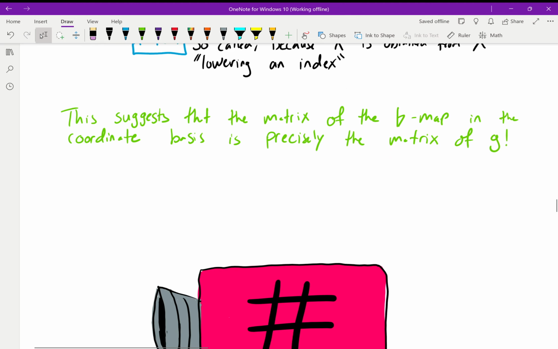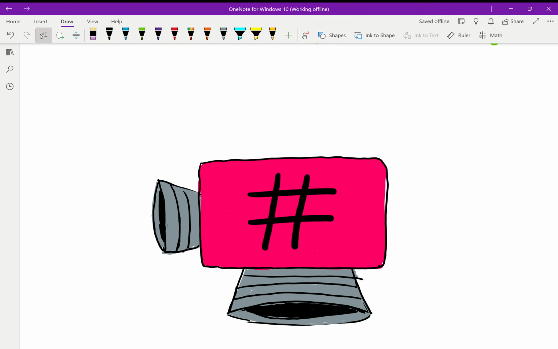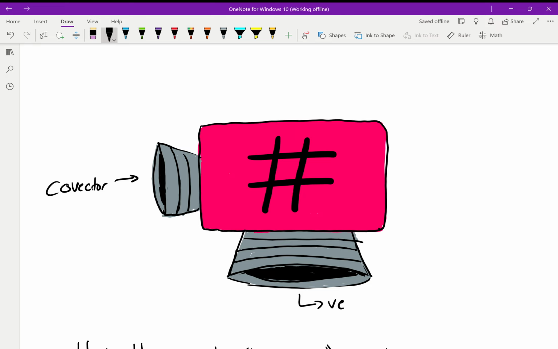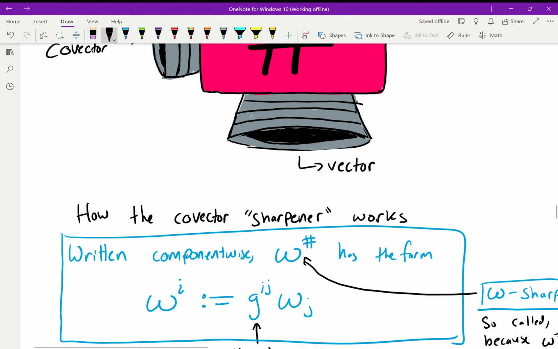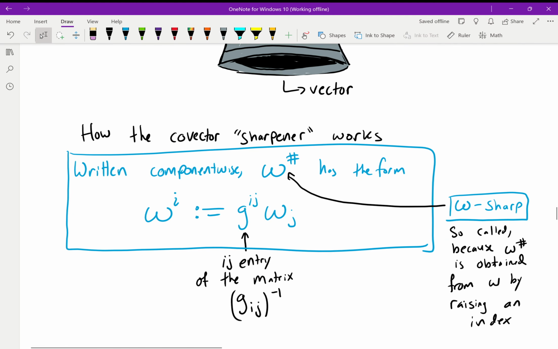And this is what you might creatively call sharp, where you toss in your covector, and then out pops a vector. So how the covector sharpener works, to write it component-wise to make it more clear: if you have your covector omega, the ith component you can obtain by doing this operation here, where g^ij corresponds to the ij entry in the inverse matrix of g_ij that I was talking about above.